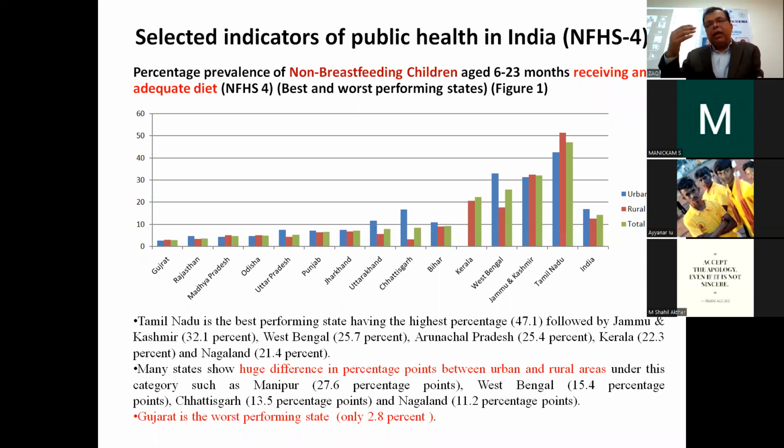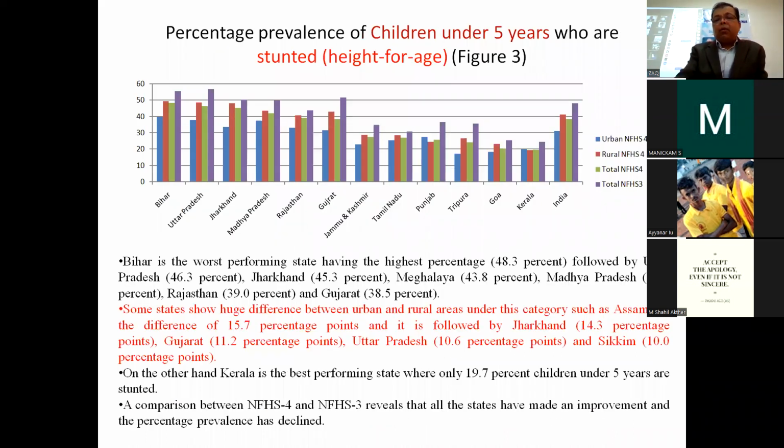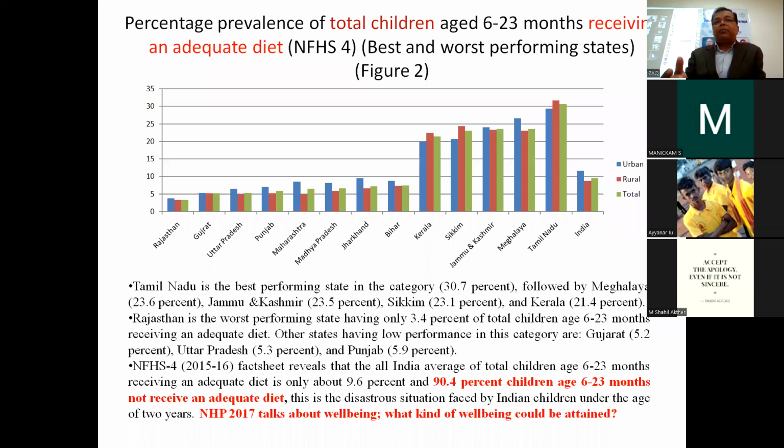And then you can see the disparity between urban and rural. There's a huge disparity visible almost in all states in the rural and urban spaces also. That means we are not in a position to provide adequate diet to the non-breastfeeding children. Now, what will be the consequence of that? We will see in next few slides. Those figures are disturbing. Some of you really would be surprised to know that.